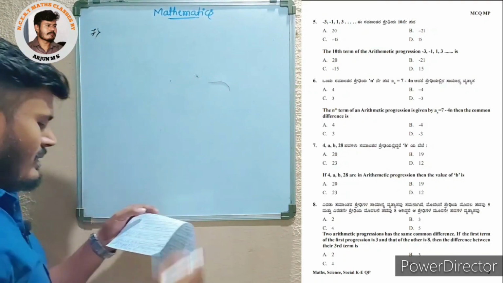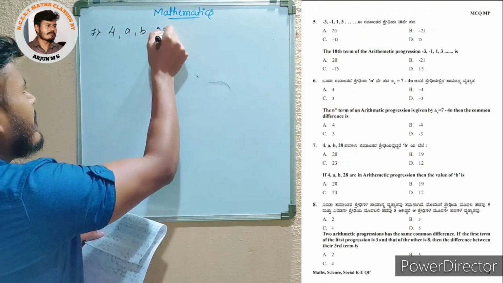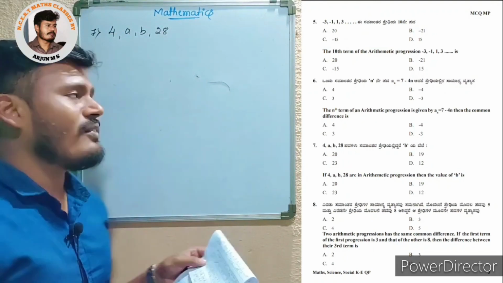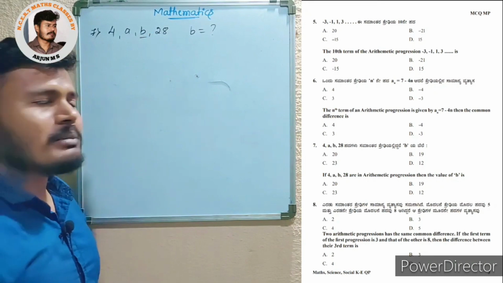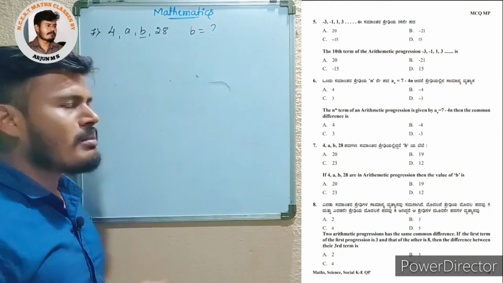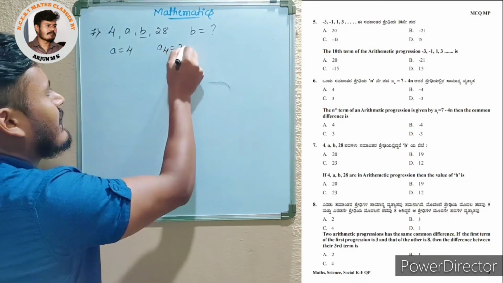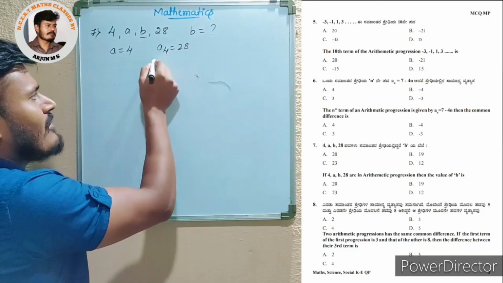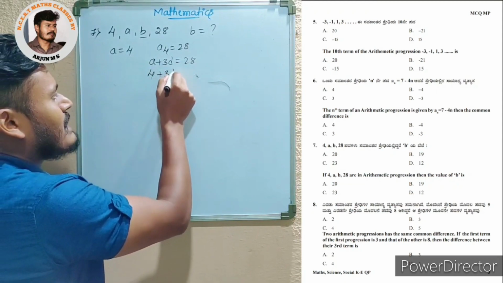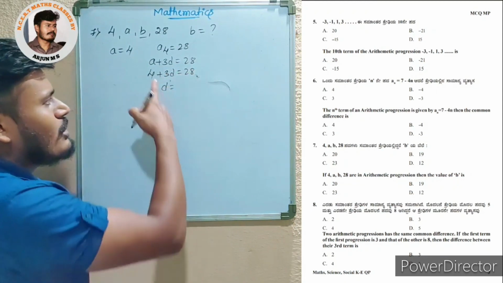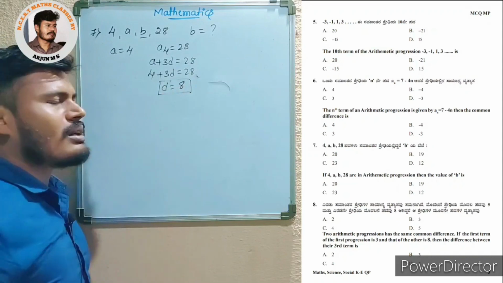So seventh question. If 4, b and 28 are in AP, then the value of b is, we have to find out the value of b here. We know that b is the third term of an arithmetic progression and 4 is the first term, so you just write down a is equal to 4, and here 28 is the fourth term, that is a4 is equal to 28. You just write down the general form of a4, a plus 3d is equal to 28, then d is equal to 28 minus 4 is equal to 24, 24 by 3 which is equal to 8 is the common difference.